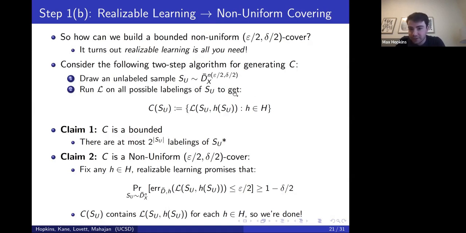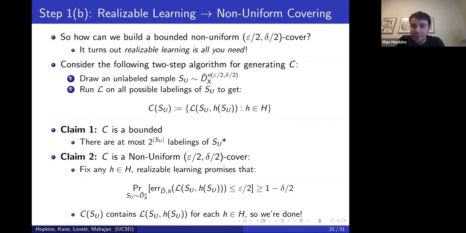Why? Well, by construction, this set C_SU contains the output of the learner on every possible labeling. And that means if we look at any fixed H in the class, and we ask what's the probability that this cover is going to have something within epsilon over 2 of H? Well, it always contains this output of the learner. And we just said right above that the output of this learner is, with probability 1 minus delta over 2, within epsilon over 2 of H. So for every fixed hypothesis, because we put all of these outputs of the learner into C_SU by definition, with probability 1 minus delta over 2, you're going to have something within epsilon over 2 of that hypothesis. So this set C_SU, or this algorithm C for generating these sets C_SU, is a bounded non-uniform epsilon over 2, delta over 2 cover.